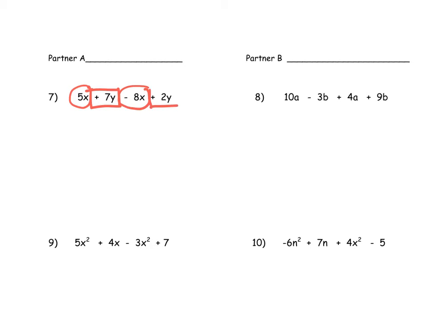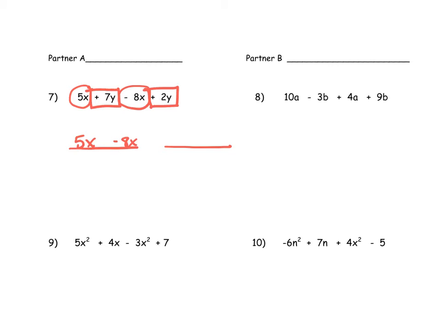I need the operation sign in front. And so I have 4 terms. So when I write on this line, I should also have 4 terms. I'm going to start alphabetically with my x terms. I have a positive 5x and a negative 8x.